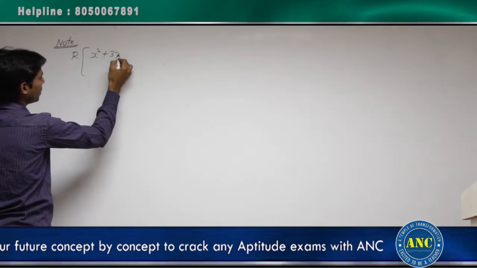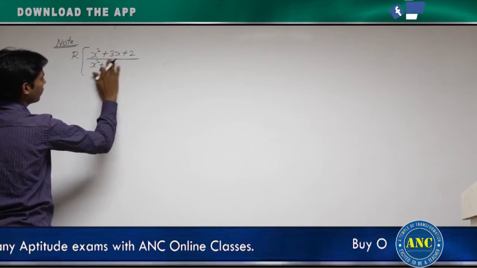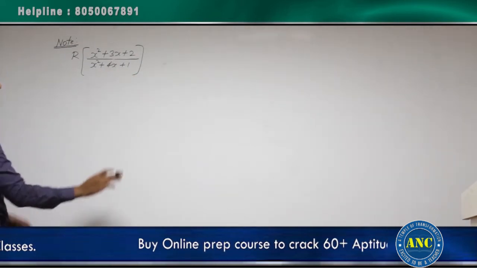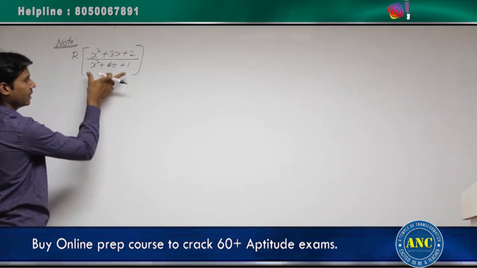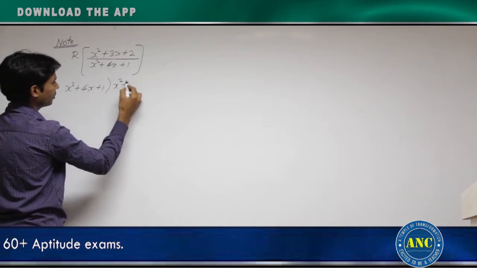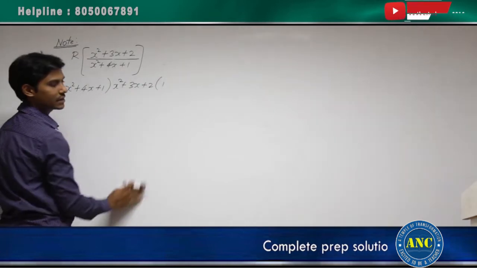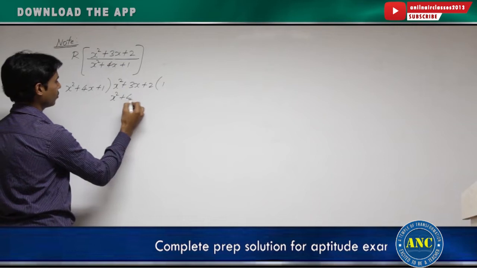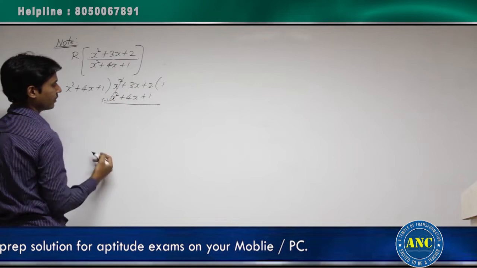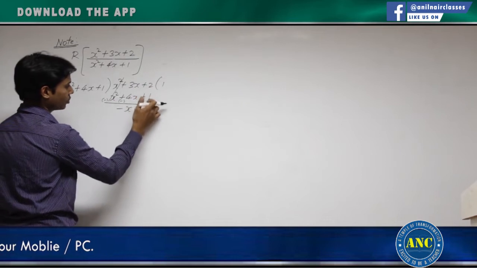Remainder when x square plus 3x plus 2 is divided by x square plus 4x plus 1. I need to find the remainder. Now see here. First let us do the normal process. If I divide x square plus 3x plus 2 by x square plus 4x plus 1, here it is x square, here it is x square, so I should multiply with 1. It becomes x square plus 4x plus 1. Now if I change the sign, this becomes minus, x square and x square cancel. This will become minus 4x plus 3x is minus x. 2 minus 1 is 1.